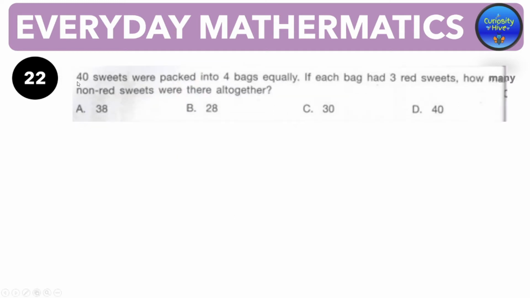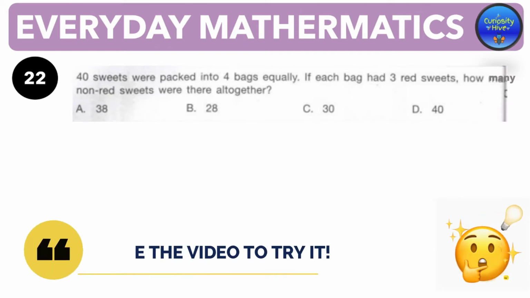Next question. 40 sweets were packed into 4 bags equally. So the moment there is equal division, this is a division question. If each bag had 3 red sweets, how many non-red sweets are there altogether? So try to solve this and then we can match with our explanation. Pause the video if you need more time.